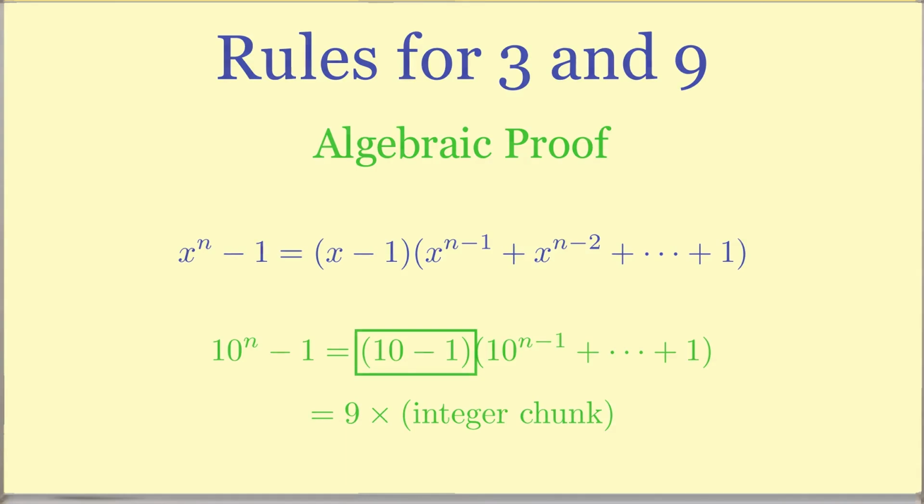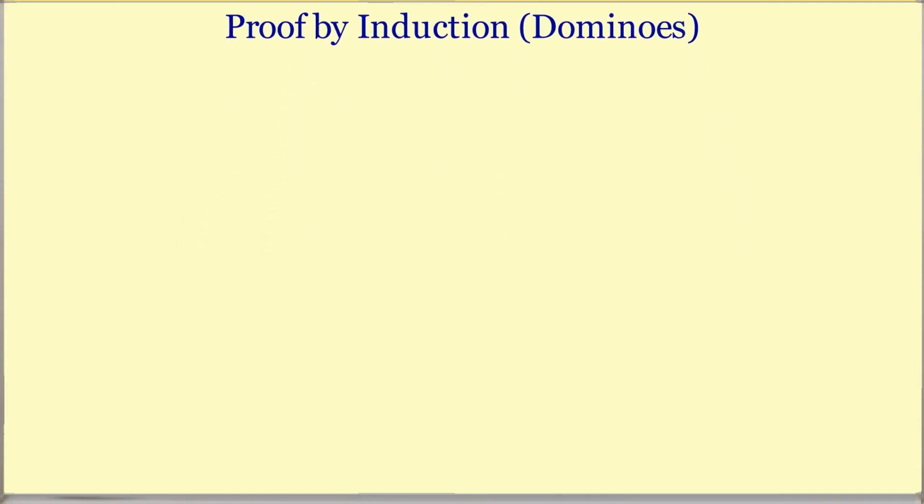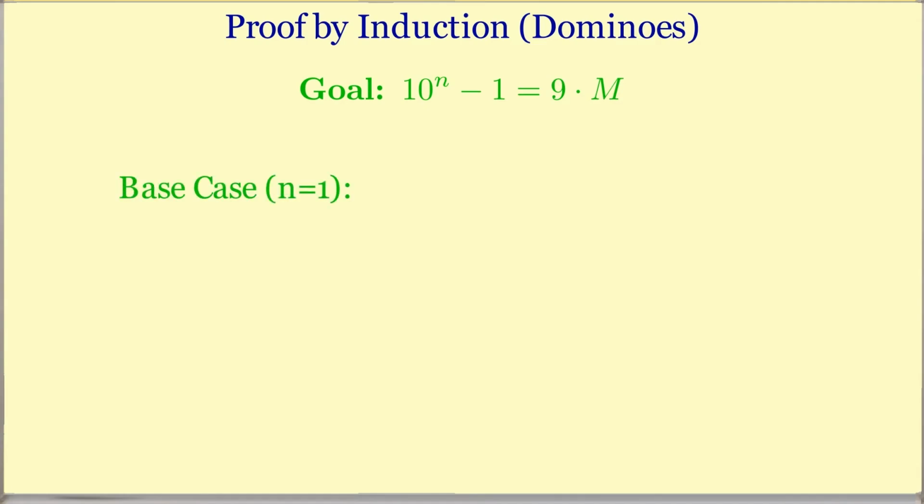a multiple of 9. To achieve ultimate mathematical rigor, and prove this for every number to infinity, we use proof by induction, which works exactly like knocking over an endless line of dominoes. We want to establish that for any positive whole number n, the expression 10 to the power of n minus 1 is always a perfect multiple of 9. First, we prove the very first domino falls. 10 to the first power minus 1 is 9. Since 9 is obviously a multiple of 9, our base case is solid.